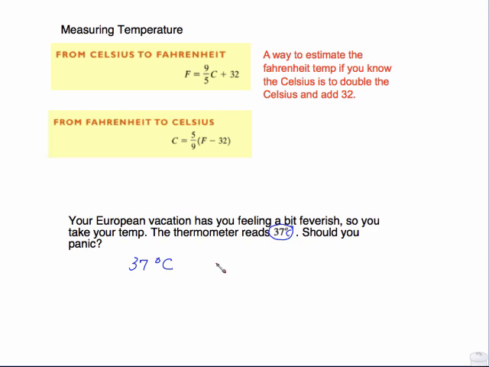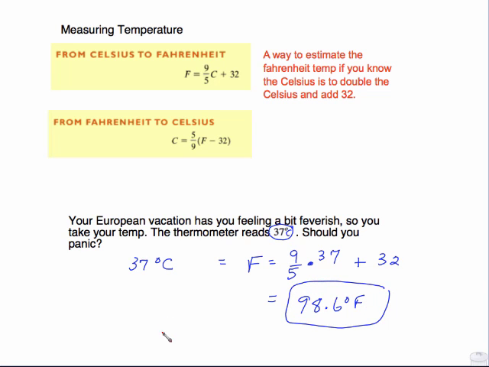Should you panic? Well, you would need to convert it to Fahrenheit to decide if you need to panic or not. So Fahrenheit equals 9/5 times 37 plus 32. And you can enter that in your calculator, and it comes out to be 98.6 degrees Fahrenheit. So are you going to panic? No.